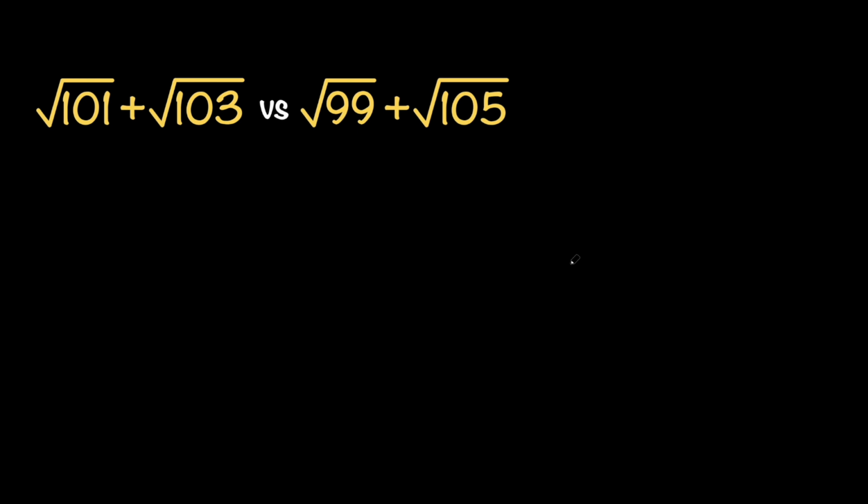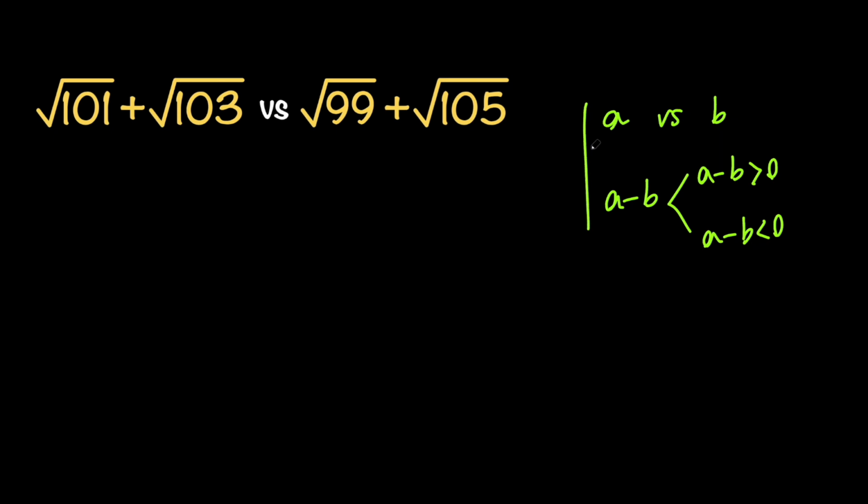So let's say we want to compare A with B. If we subtract B from A, we have two cases. Either A minus B is positive, and that means that A is greater than B, or A minus B is negative, which means that A is the smaller one. Great, so let's go ahead and use this to compare our two numbers.